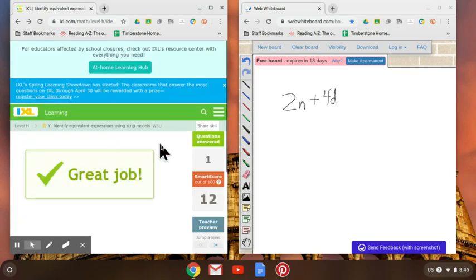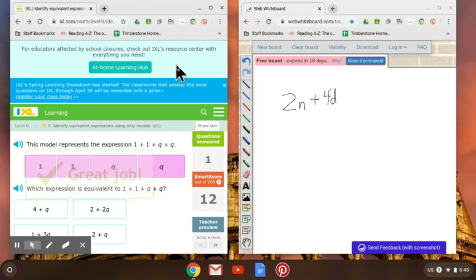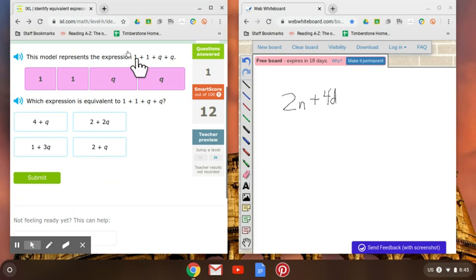Okay, let's do one more and see. Hold on, you see it's slow going. Okay, let's take a look. So this model represents 1 plus 1 plus q, that it's here. Notice these are my numbers. So I have 2 1s. So this is like 2, right?